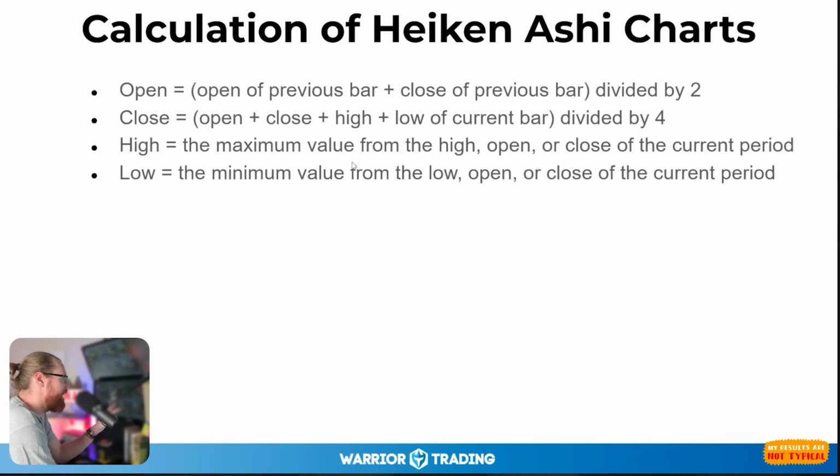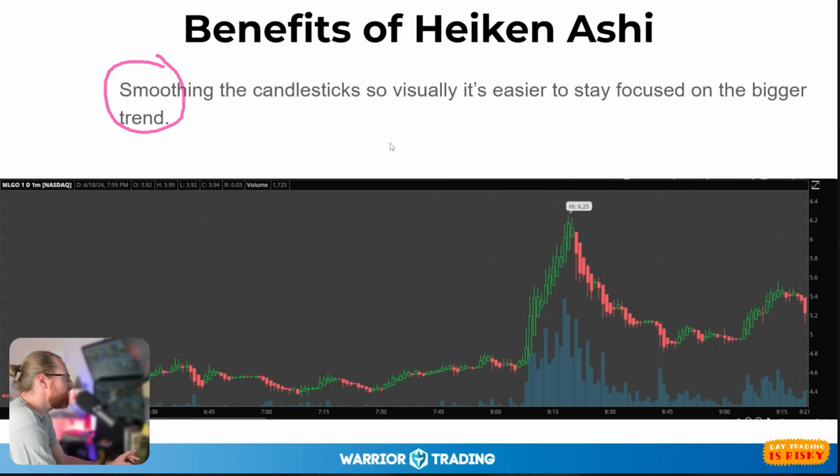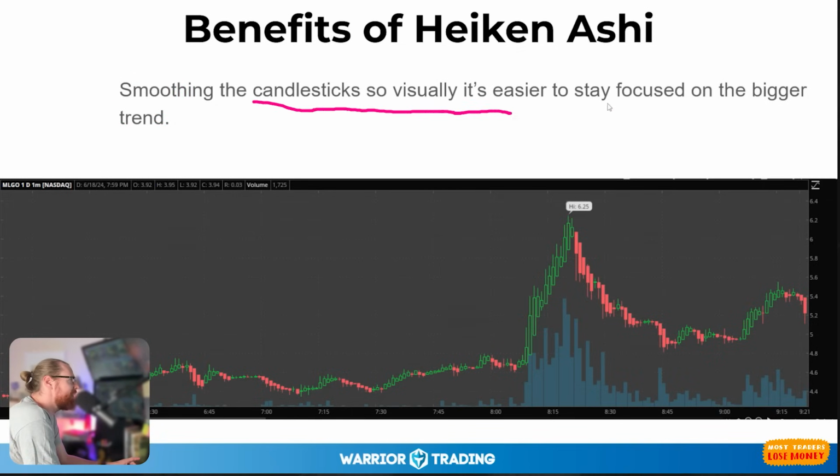The high is the maximum high value from the high, open, or close of the current period. The low is the minimum value of the low, open, close of the current period. So the high and the low are the same, but the open and the close are different because they're averaging. So the benefits of Heiken Ashi candlestick charts is that they smooth the candlestick, so visually it's easier to stay focused on the bigger trend.